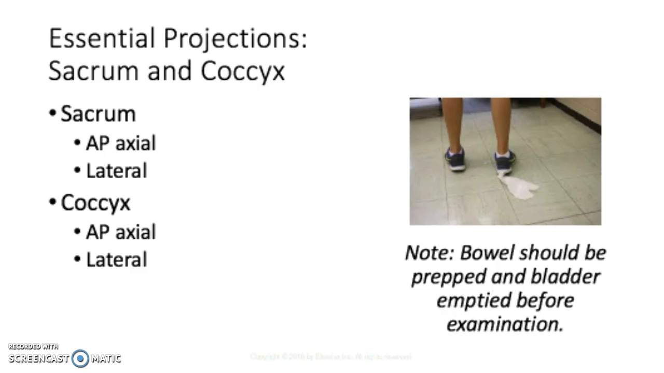So the typical projections you're going to do for the sacrum and coccyx are the AP axials and the laterals. Now in the book it says bowel should be prepped and bladder emptied before examination, and while that sounds well and good, that's typically not what happens. So if the site protocol where you're working says that you need to do this, then of course you're going to do it. Use your best judgment.